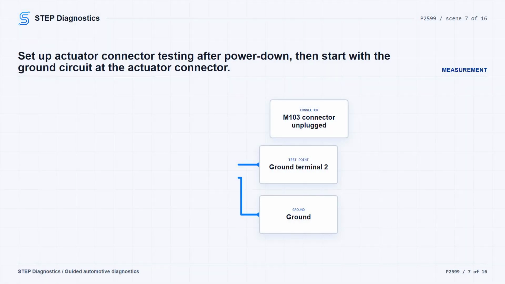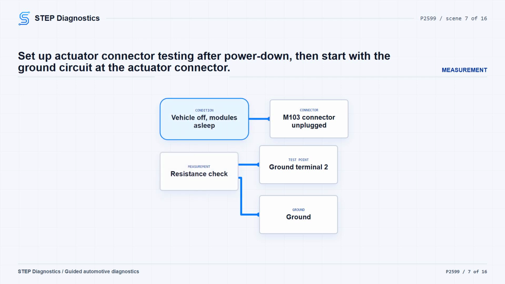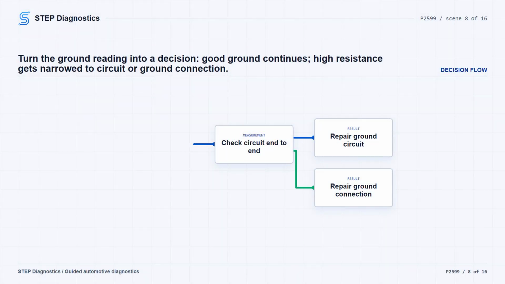For the testing path, turn the ignition off, turn all vehicle systems off, wait as needed for the modules to power down, and disconnect the harness connector at the turbocharger vane position actuator. It may take up to 2 minutes for all vehicle systems to power down. Start with the ground side. Test for less than 10 ohms between ground circuit terminal 2 and ground. If that reading is 10 ohms or greater, test the ground circuit end-to-end for less than 2 ohms. If end-to-end resistance is 2 ohms or greater, repair the open or high resistance in the circuit. If the circuit is less than 2 ohms, repair the open or high resistance at the ground connection.